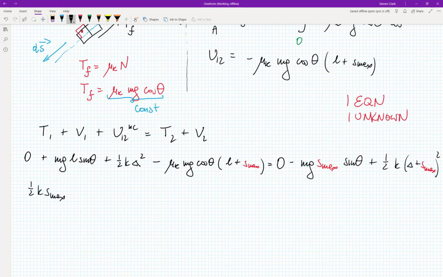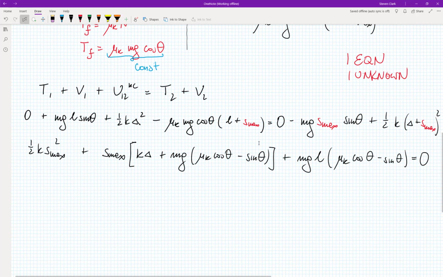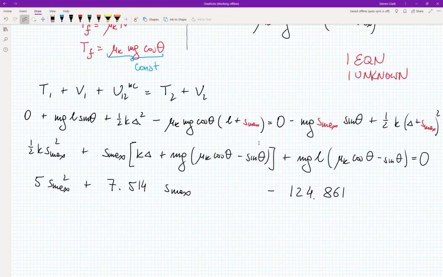1/2 k S max square plus S max times k delta plus mg times mu k cosine theta minus sine theta, plus mgL times mu k cosine theta minus sine theta. Clearly a quadratic equation for S max. Now if you plug in values and grab your calculators, you will obtain such an expression: 5 S max squared plus 7.514 S max minus 124.861 is equal to 0.